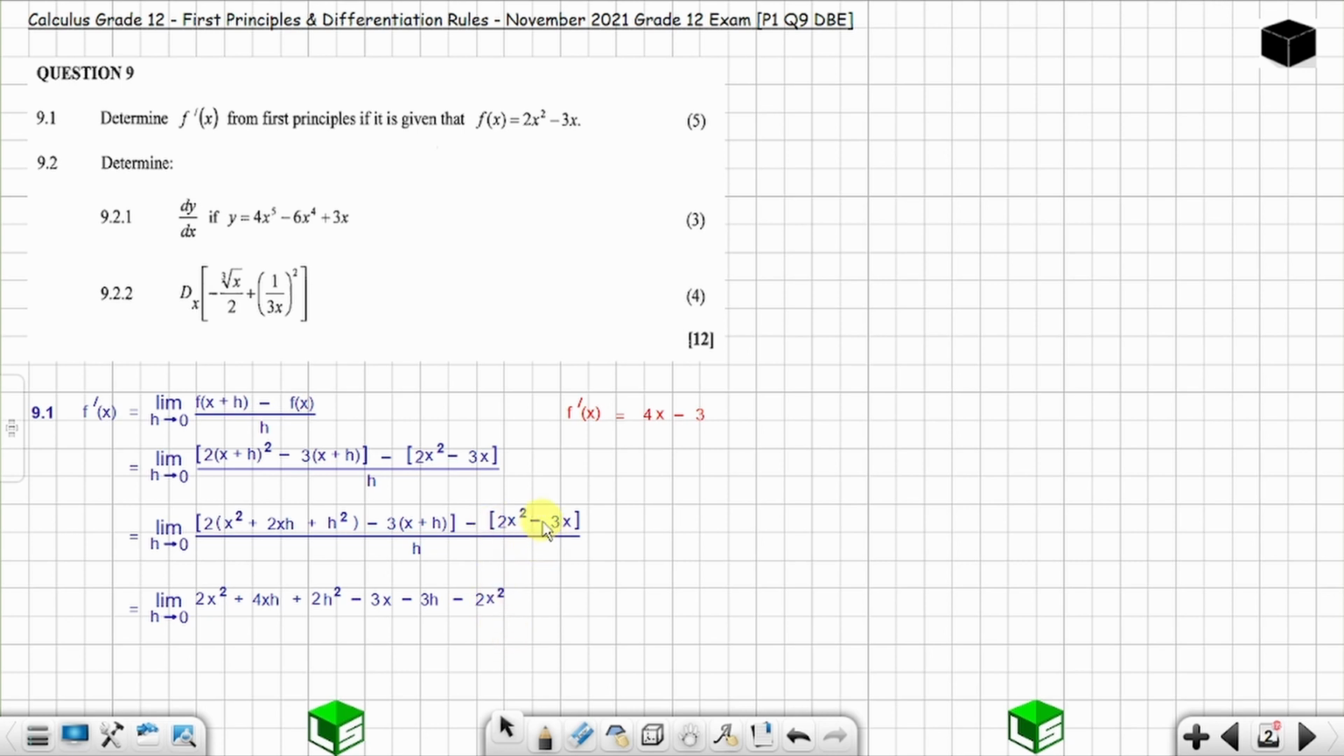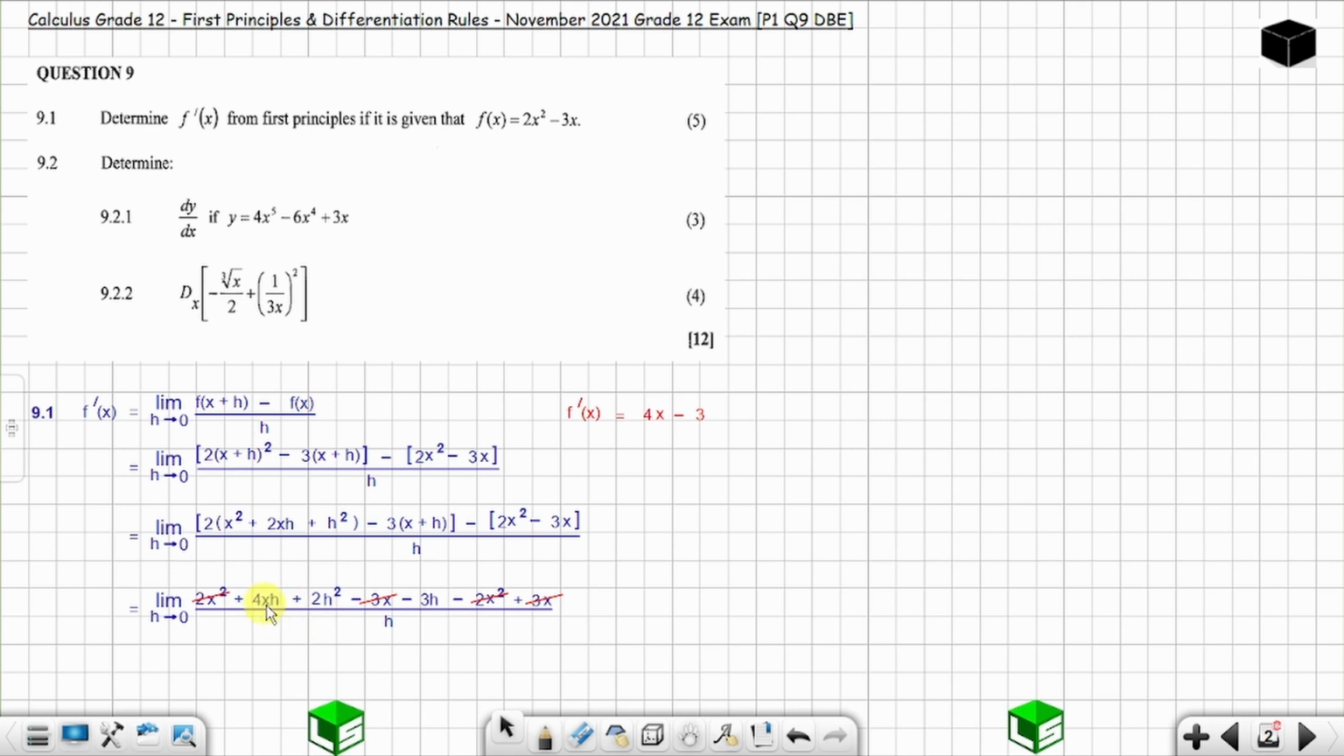And then you have plus, because of the negative there, you have plus 3x, over h. Now you can see 2x squared minus 2x squared, this is 0, so this goes. You have negative 3x plus 3x, this is 0. So you remain with 4xh plus 2h squared minus 3h.